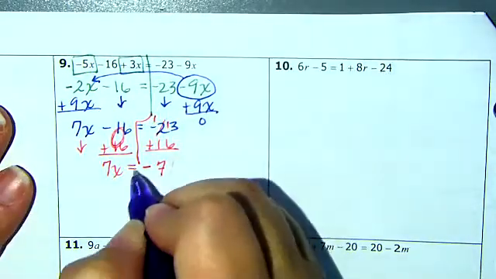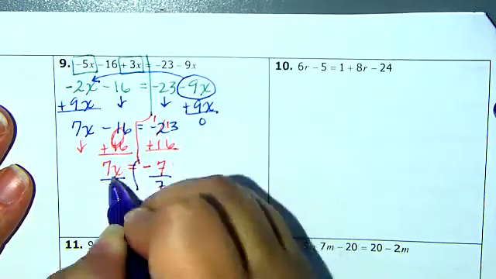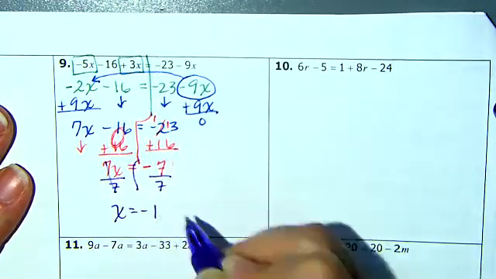And now I continue to solve. 7 times x, that means I need to divide by 7. 7's cancel, and I have x equals negative 1.